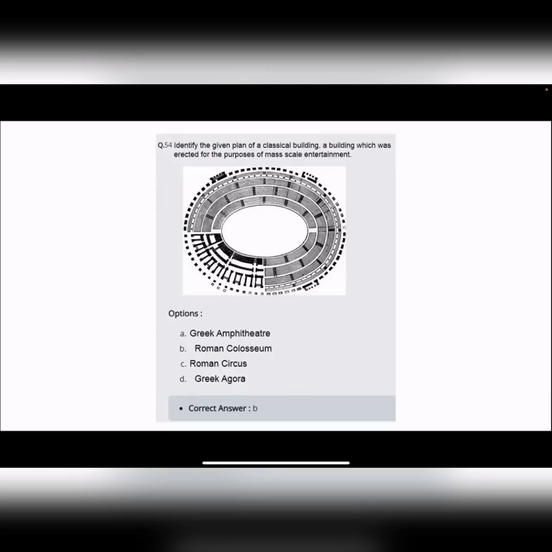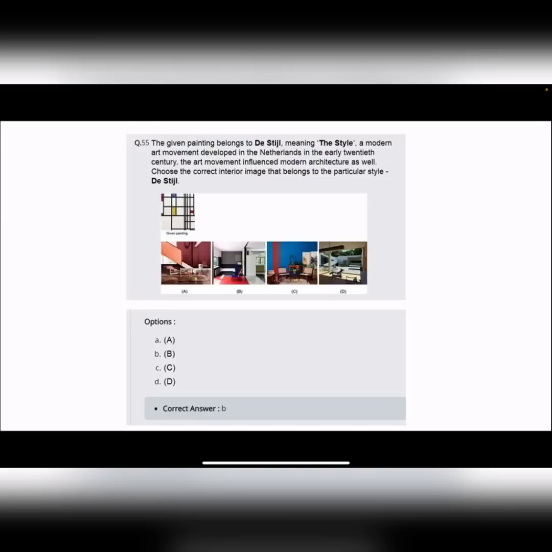Identify the given plan of a classical building, a building which was erected for the purposes of mass scale entertainment. Options are Greek amphitheater, Roman Colosseum, Roman circus, Greek agora. The correct answer is option B, Roman Colosseum. In that period, the most evident Roman style building was the Colosseum. It was designed as an amphitheater.